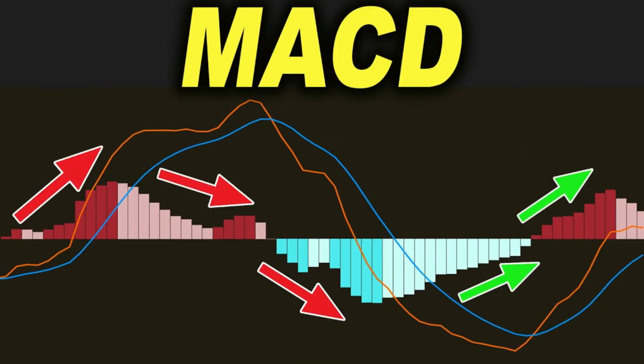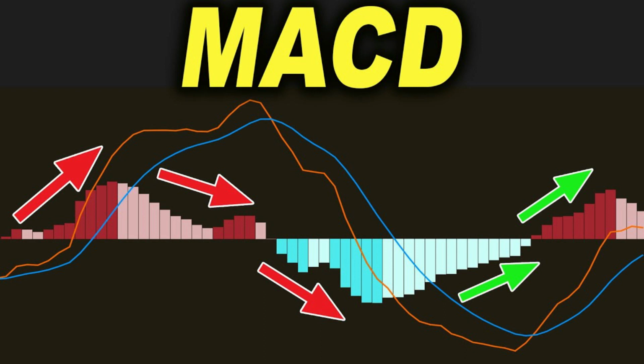What is the MACD indicator? The MACD indicator is an oscillator, which means it oscillates between two levels, 0 and 1. If the MACD line is above the signal line, it indicates an uptrend. If the MACD line is below the signal line, it indicates a downtrend. In addition, if the histogram is positive, it indicates the strength of the uptrend. If the histogram is negative, it indicates the strength of the downtrend.